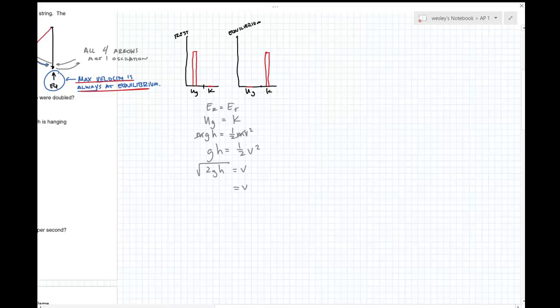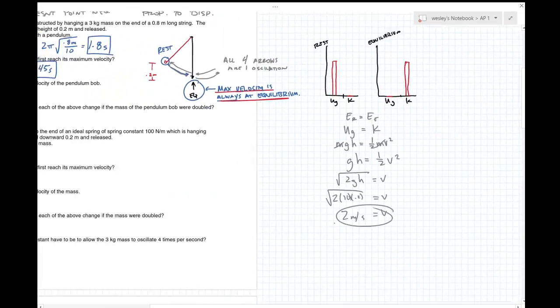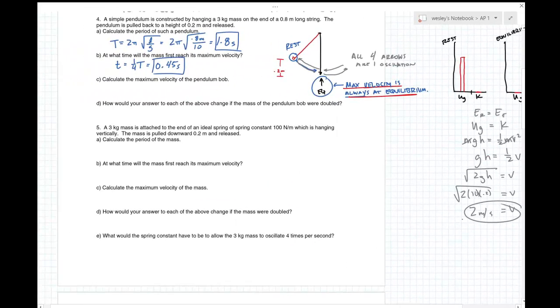V comes out to be the square root of 2gh, so it is the square root of 2 times 10 times 0.2. So that velocity comes out to be 2 meters per second. We did that over there, so what we're going to do is slide over and say that the maximum velocity of the pendulum bob is 2 meters per second.